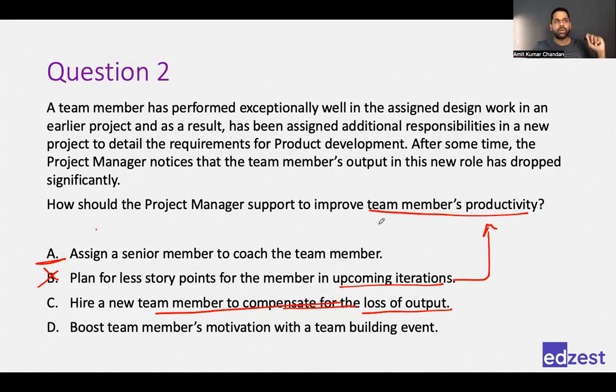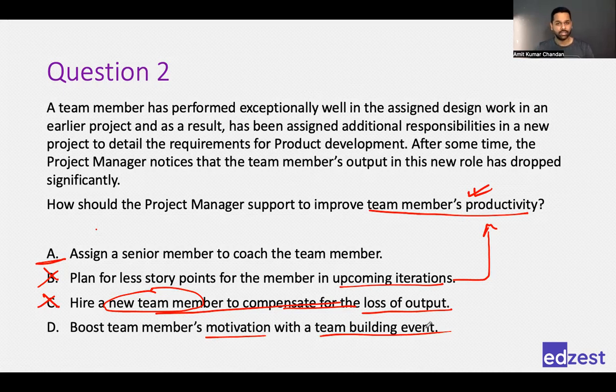They're not asking about how to improve the team's productivity, or how to improve the team's output. If you add a new member, you may improve the team's output. Whatever they are delivering, they'll deliver more. But how does it help in the team members' productivity? It does not answer the question. So we remove this.